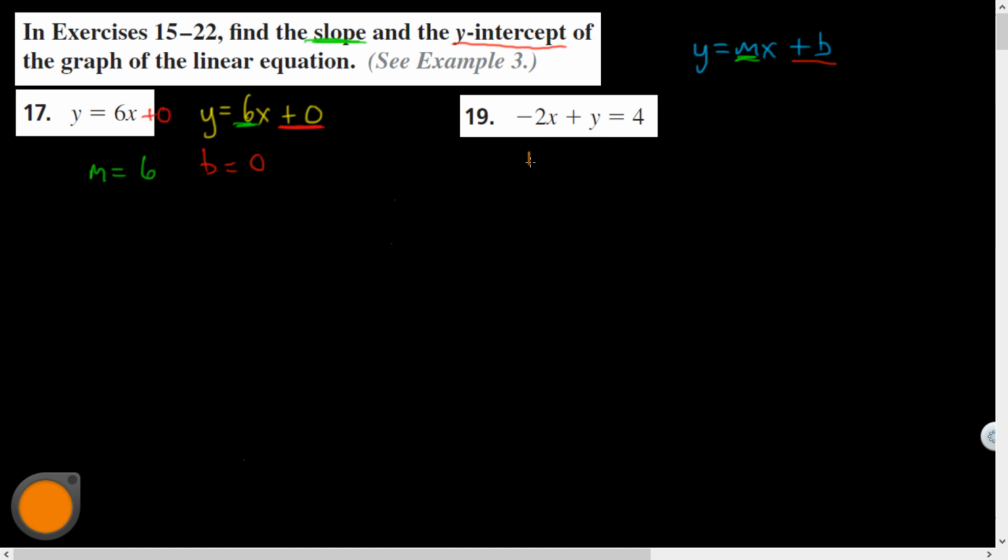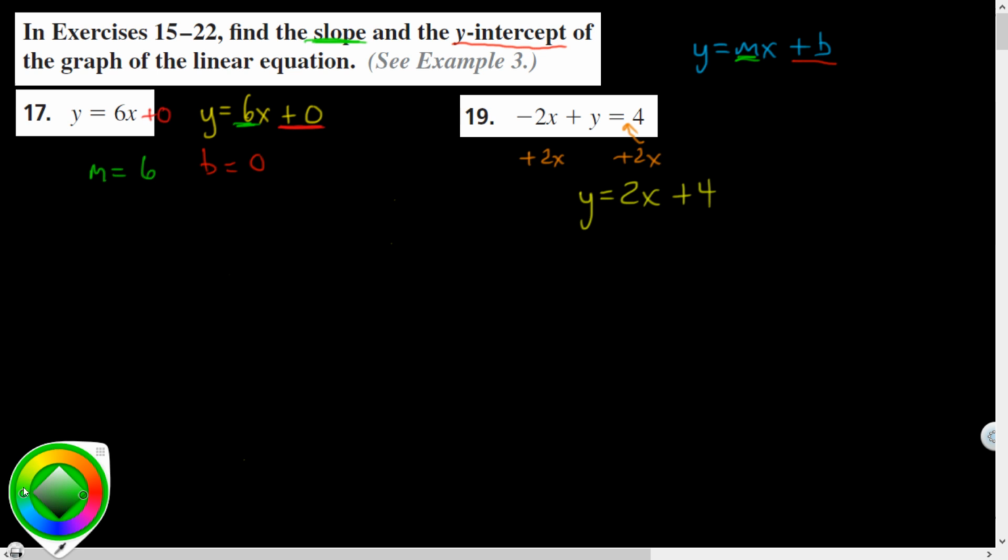I love it. Plus 2x to both sides. And I write it underneath this, even though it's not a like term with that. I'm just going to squeeze it right there, so the mx is before the b. So now I end up with y equals 2x plus 4. So now this is in slope-intercept form.